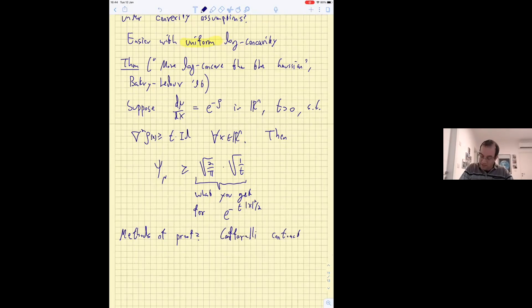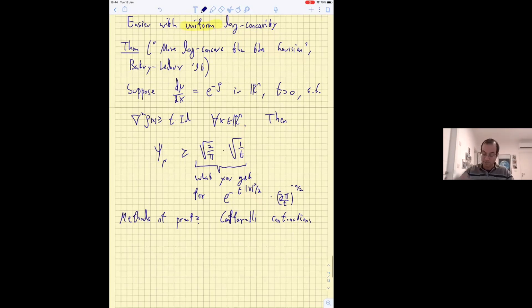The Caffarelli contraction is the following thing. There exists a measure preserving map from the Gaussian to mu. Both are probability measures, so I normalize both of them, with a factor of 2 pi to the minus n over 2. So there is a measure transportation map which is a contraction, which is 1-Lipschitz. And if you have a measure preserving contraction from one measure to another, then the isoperimetric constant is only improving. There's another method of proof, which is convex localization.